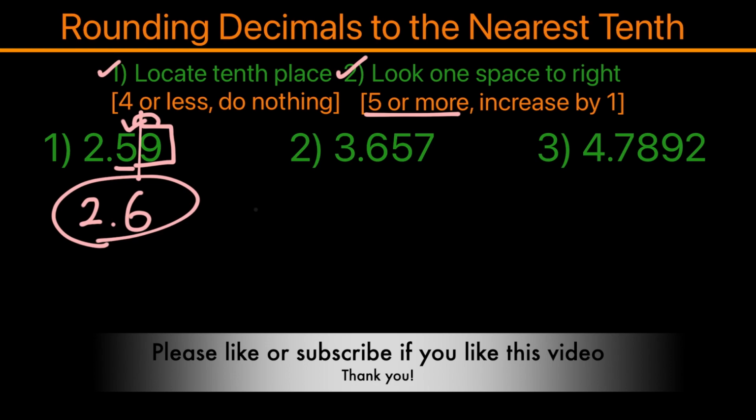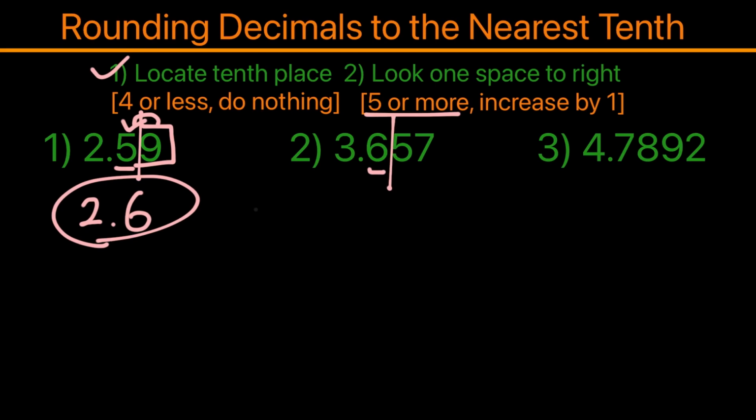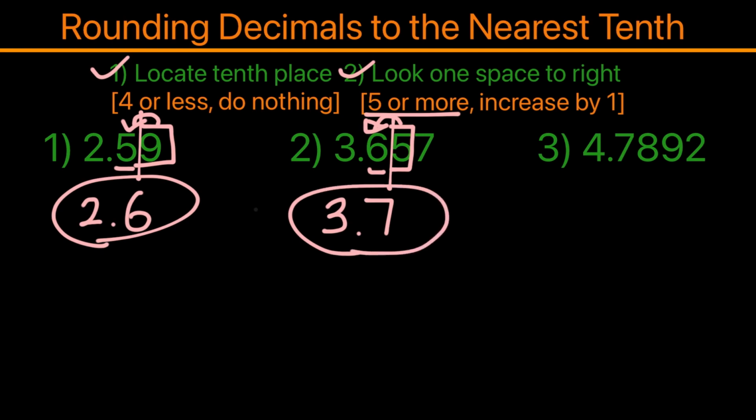Now example number 2, we have 3.657. So we're going to locate the tenth place. In this case, it's 6. Then we're going to look one space to the right. Okay, and we see 5 is the hundredths place. 5 will fall under the 5 or more category, so we need to increase again by 1. So 5 means we need to increase the 6 by 1. So it will become 3.7. And that's the final answer.